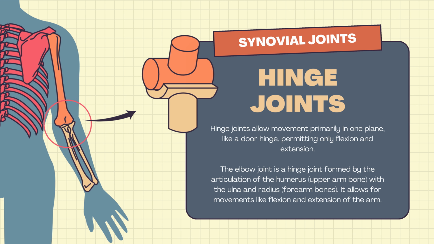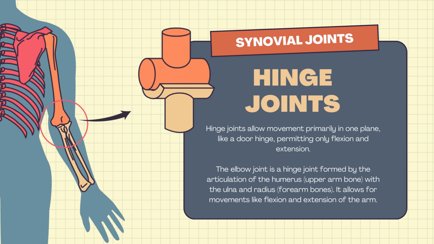Hinge joints. Hinge joints allow movement primarily in one plane, like a door hinge, permitting only flexion and extension. The elbow joint is a hinge joint formed by the articulation of the humerus, upper arm bone, with the ulna and radius, forearm bones. It allows for movements like flexion and extension of the arm.